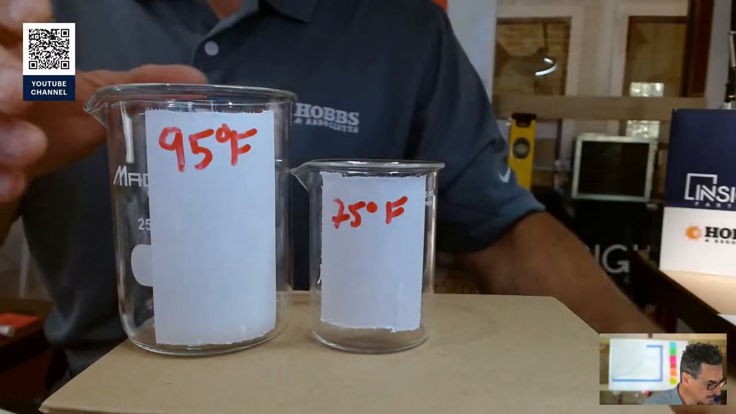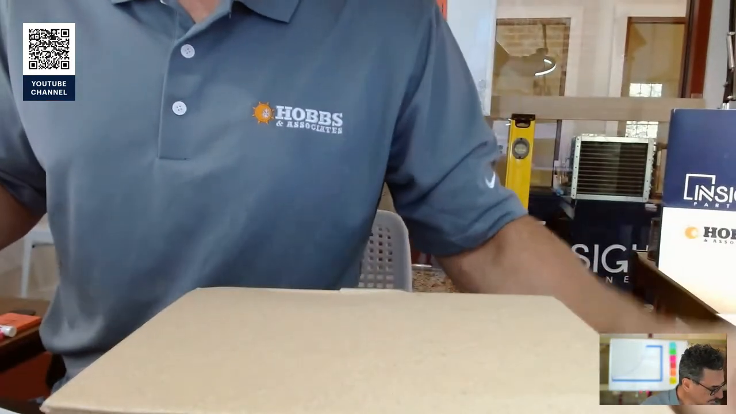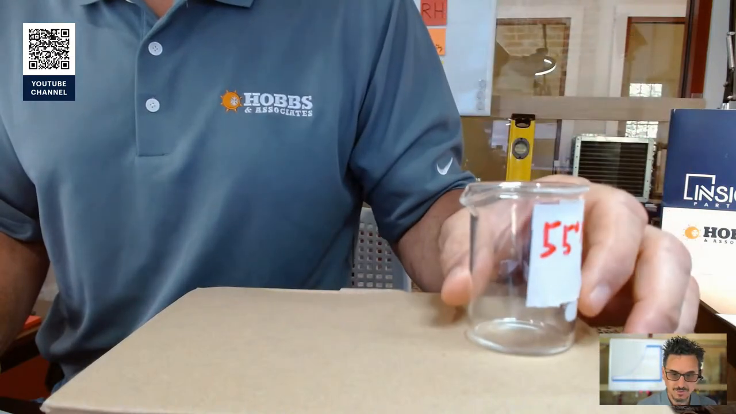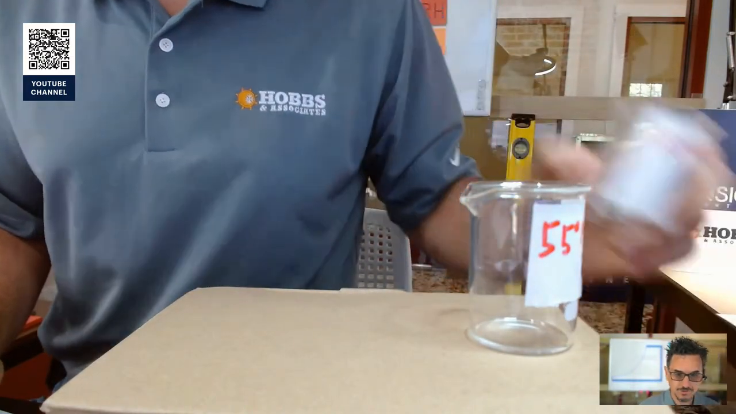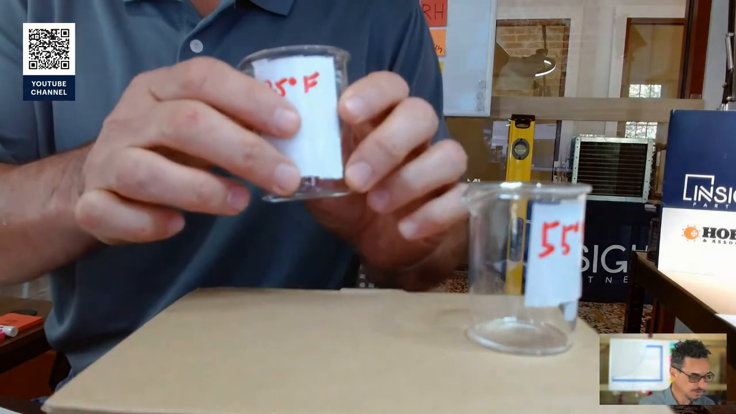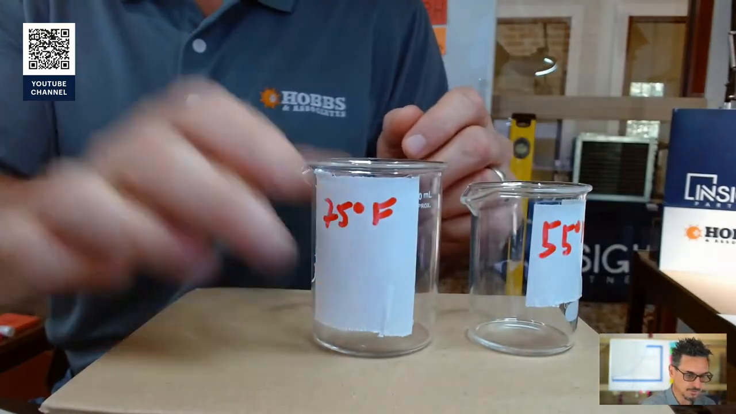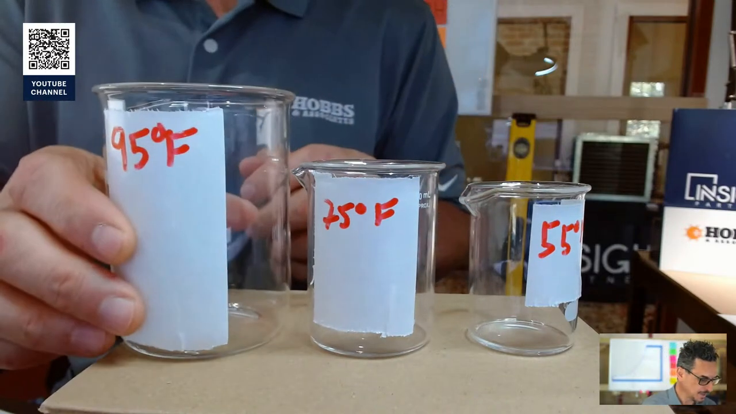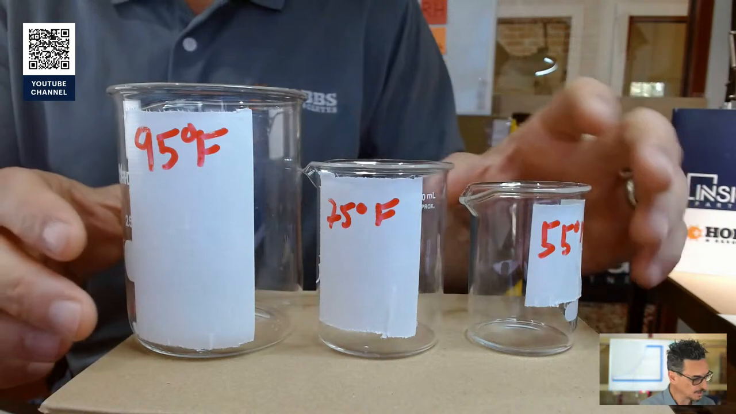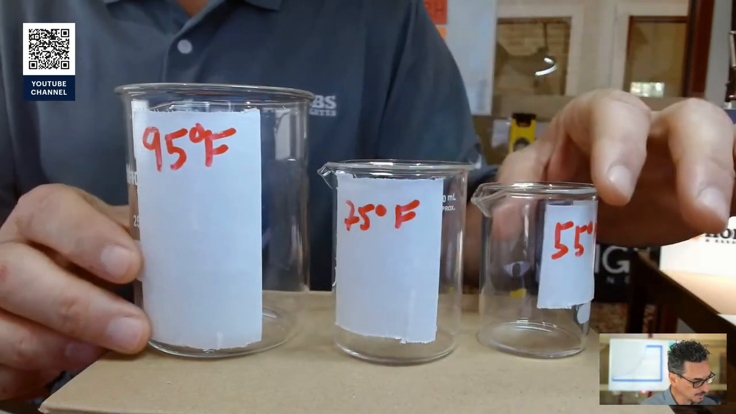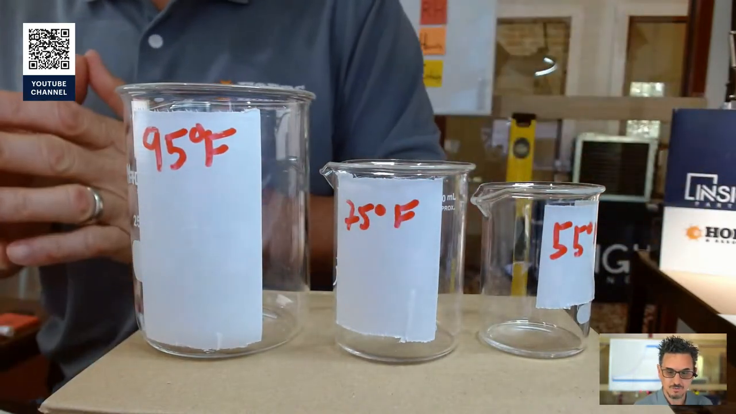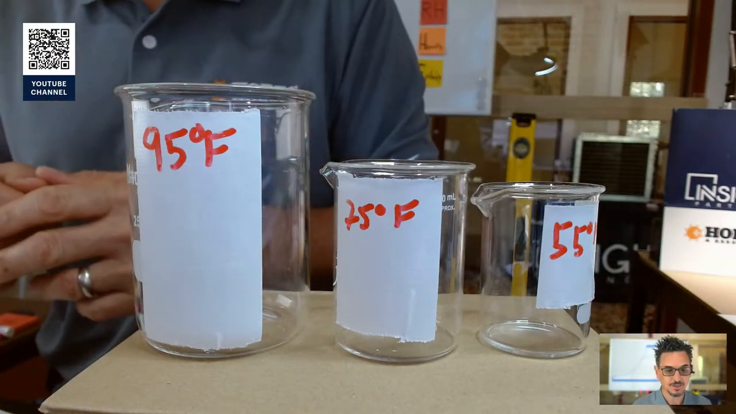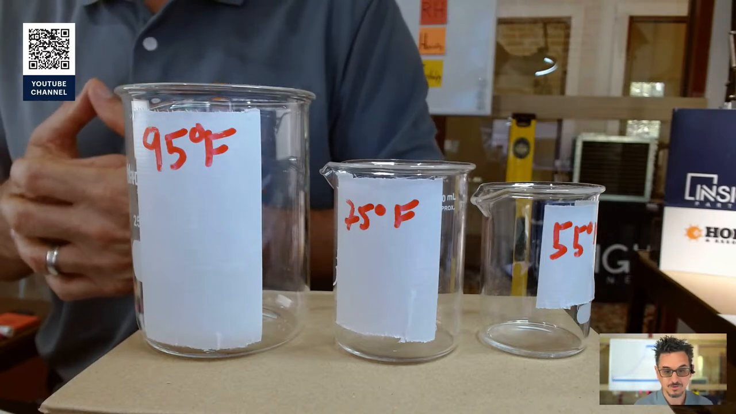So let's clear these off here. So let's say you had a volume of air at 55 degrees, which is represented by this empty beaker here. And let's say you heated that up 20 degrees, you would expect that it would expand. So that's represented by this 75 degree beaker here. And then we heat it up again, one more time to 95 degrees, and you would expect the volume of the air would increase. So the relative humidity is the amount of moisture in the air versus what it can actually hold at a specific condition. It is relative to the temperature of the air, okay?